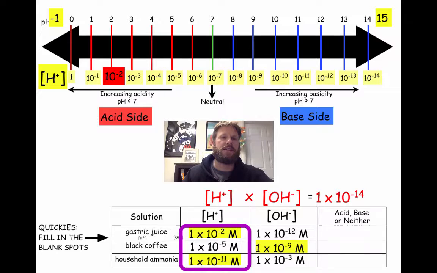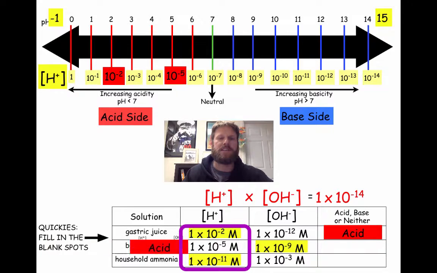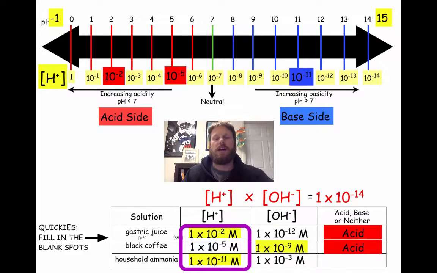10 to the negative 2nd is on the acid side. So gastric juice is an acid. Black coffee, 1 times 10 to the negative 5th, is also on the acid side. Coffee is acidic. Household ammonia is 10 to the negative 11th. That falls on the basic side. Ammonia is a base.